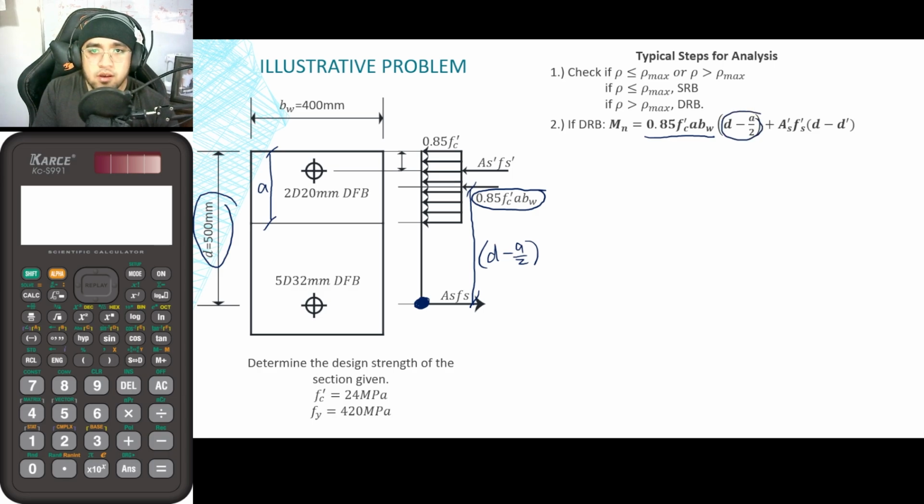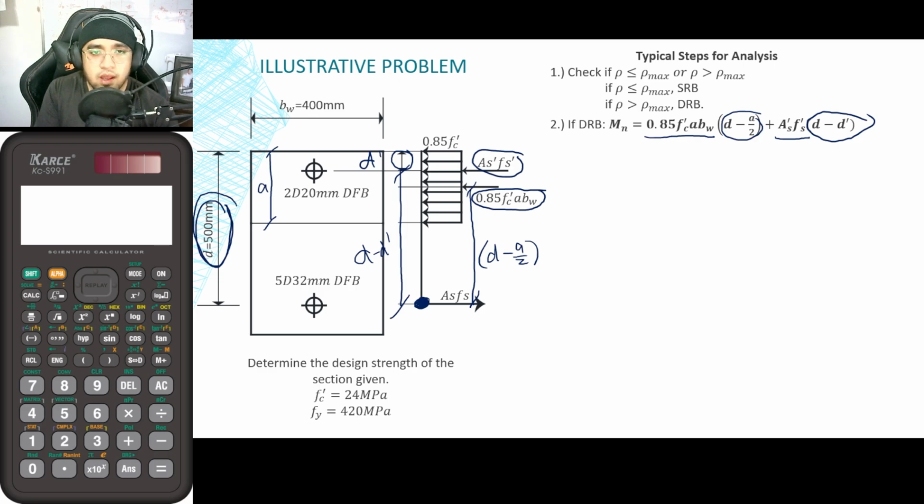If you remember from SRB, this is our only equation. But this time, since we already have the value of As' fs', we have As' fs' times its lever arm. If this is the value of d, and this is the value of d', the distance from this point up until my pivot point is equal to d minus d'. Thus, its lever arm is now equal to d minus d'. With that, you can actually get the moment about any point.